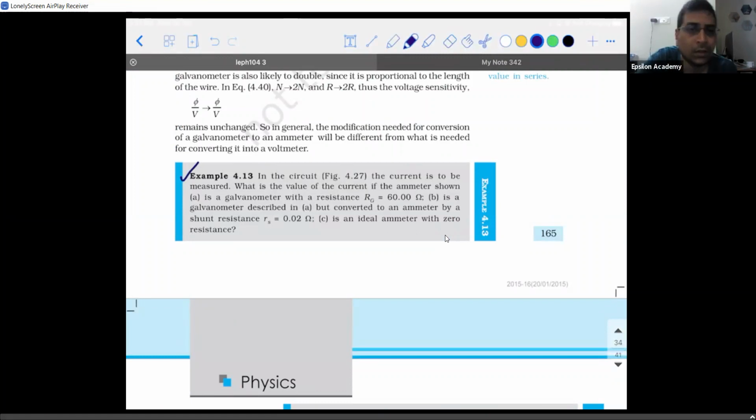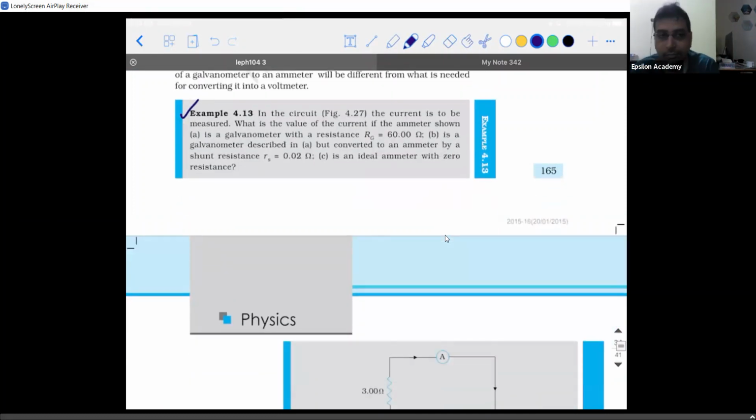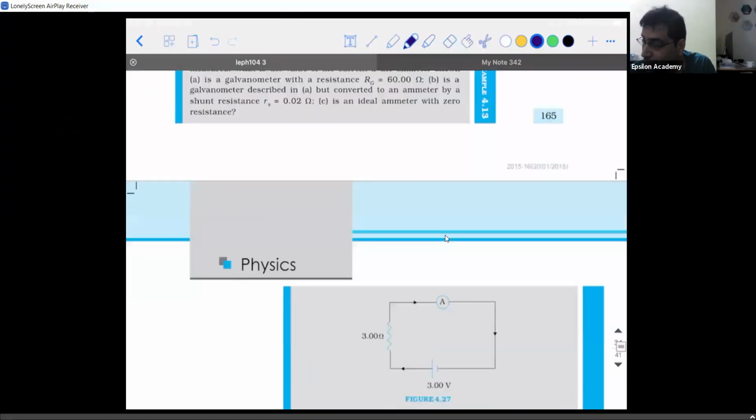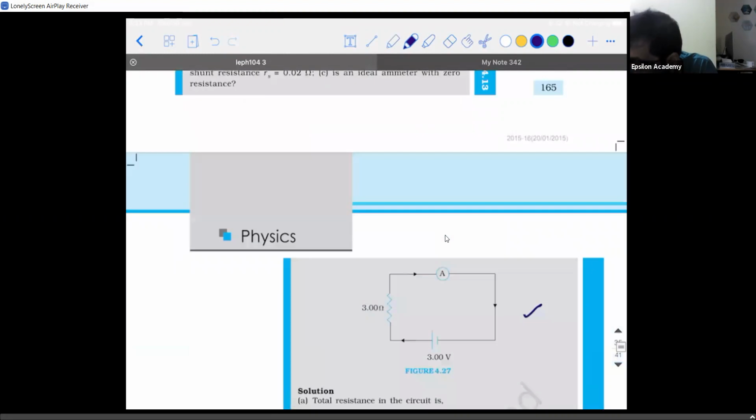Now let's see. In the circuit 4.27, the current is to be measured. What is the value of current if the ammeter shown is a galvanometer with resistance Rg equal to 60 ohm? So this ammeter, had it been a galvanometer of 60 ohm, then what would have been the value of current measured by this device? Can you guys tell me?